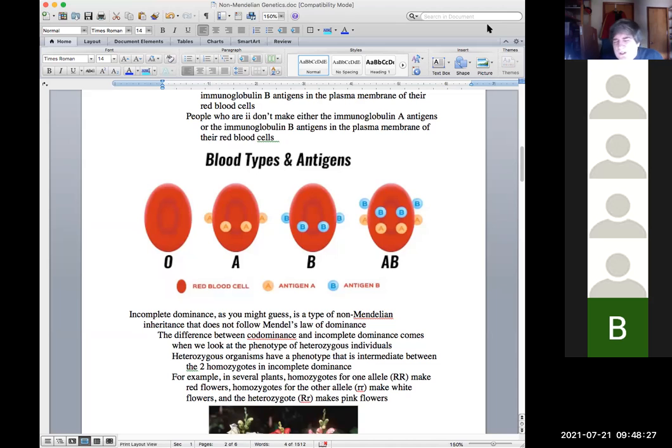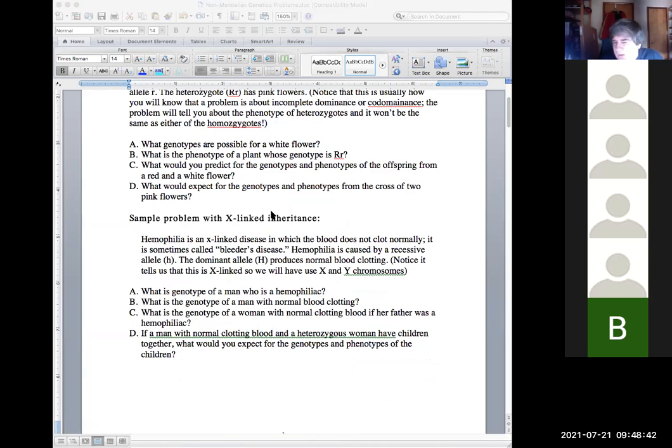So are there any questions about non-Mendelian genetics before we leave this topic? Okay, we're going to switch screens and we're going to look at some problems with non-Mendelian genetics.